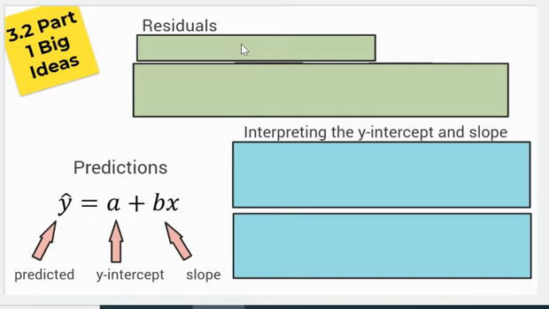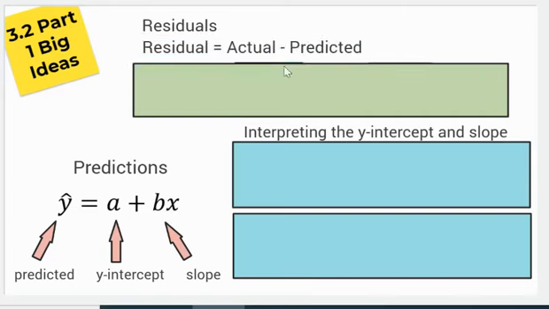Another big idea for this particular section is residuals and what they are and how to interpret a residual. How would we describe a residual? Well, let's remember what a residual is. It is the actual value of y minus the predicted value of y. So a residual is the actual y minus the predicted y. The actual y comes from your actual data that was collected. The predicted comes from your equation down here, this predicted y.